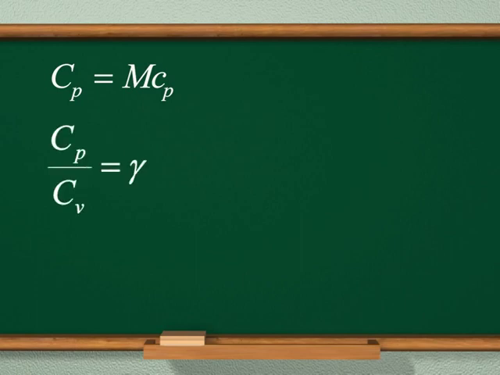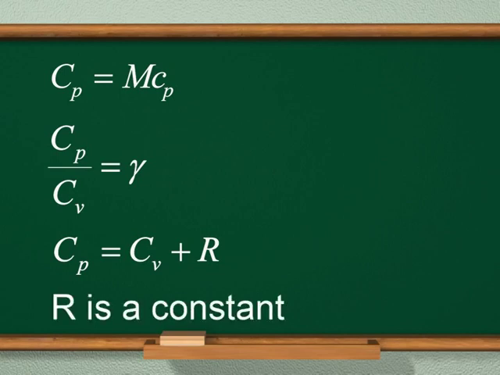The ratio of the two specific heats is denoted by gamma. The relation between two specific heats of a gas can also be calculated by applying the first law of thermodynamics, which turns out to be Cp = Cv + R, where R is obviously a constant.